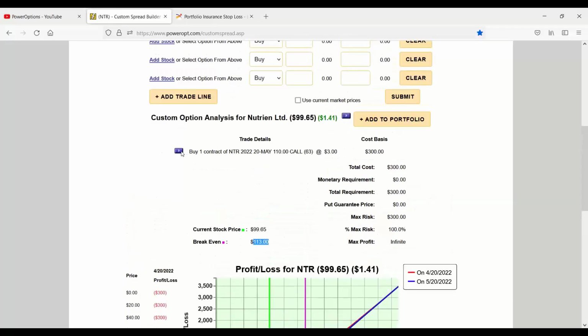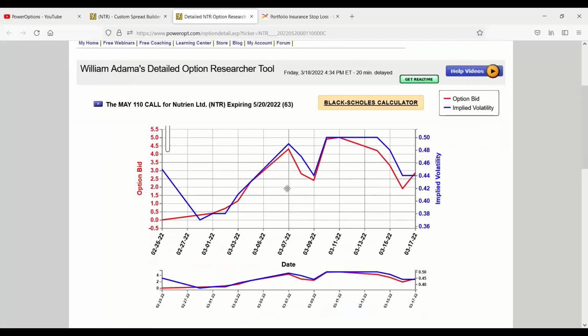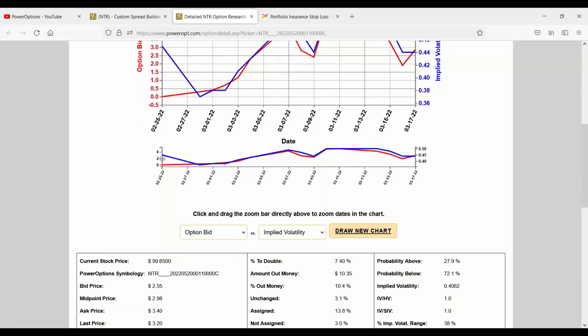what do we know about this option? Well, let's just go to the research tool here. And anytime I'm on a chain, anytime I'm on a search, we can use the more information button, the little blue button there, and we can delve into the option or the stock itself. Now, the option research page shows us a simple graph of the option bid versus changes in implied volatility since the option was released on the market.